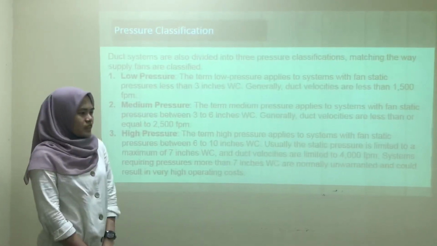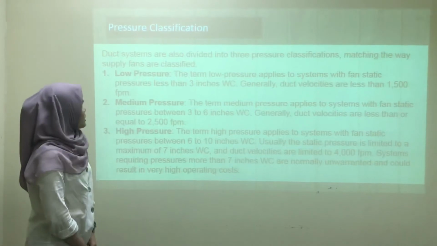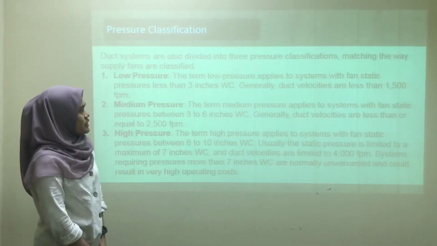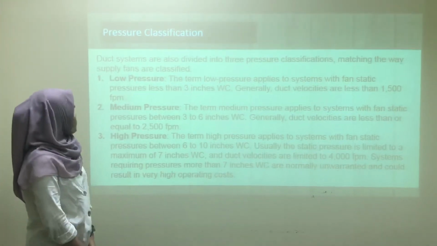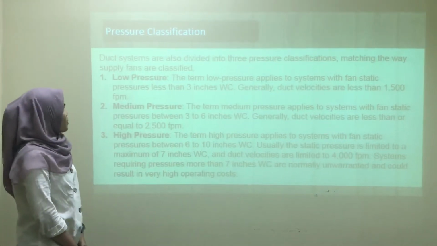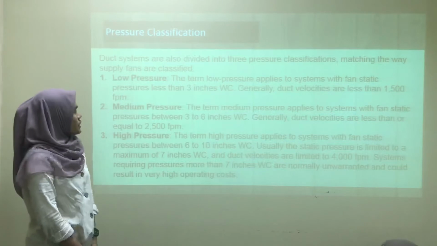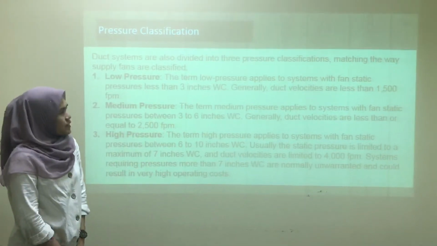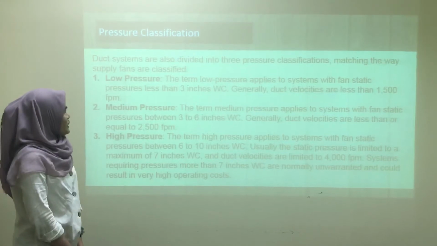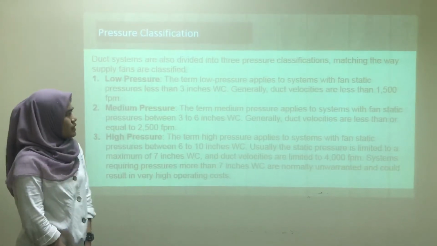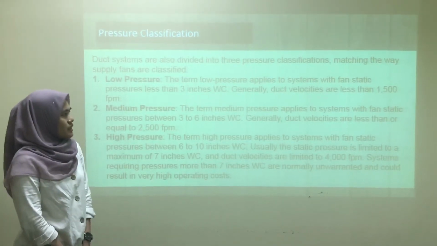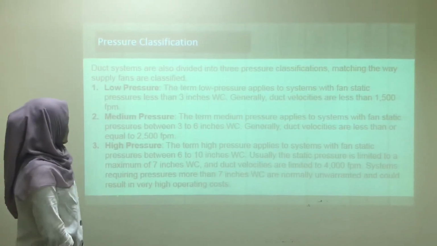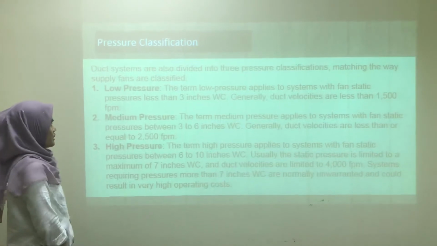For pressure classification, duct systems are also divided into 3 pressure classifications, matching the way supply fans are classified. First, low pressure. The term low pressure applies to systems with fan static pressures less than 3 inches WC. Generally, duct velocities are less than 1500 fpm. Second, medium pressure.